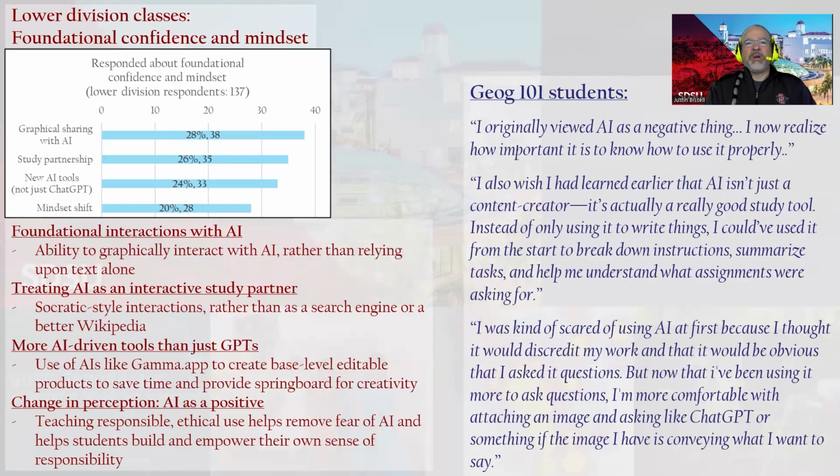Something I found most important was that 28 students described a powerful mindset shift when it came to AI use. Many entered my class viewing AI as cheating or ethically questionable. One reflected that they originally viewed AI as a negative thing, and now they realize how important it is to use it properly in 2025. This philosophical shift, in my mind, is critically important.